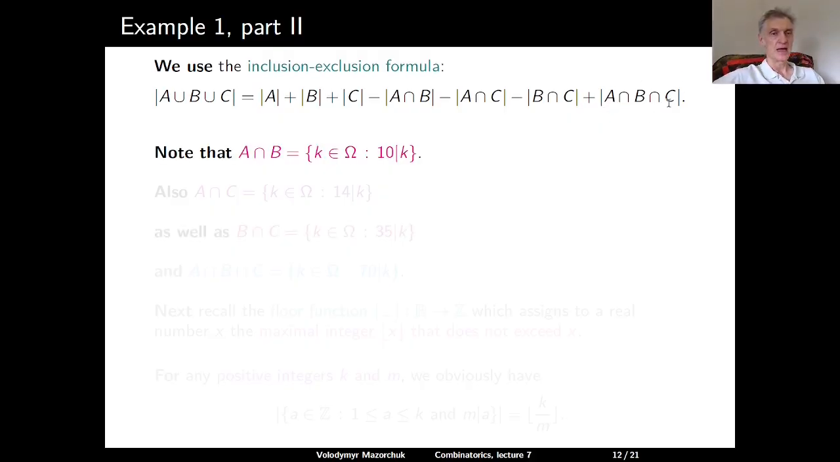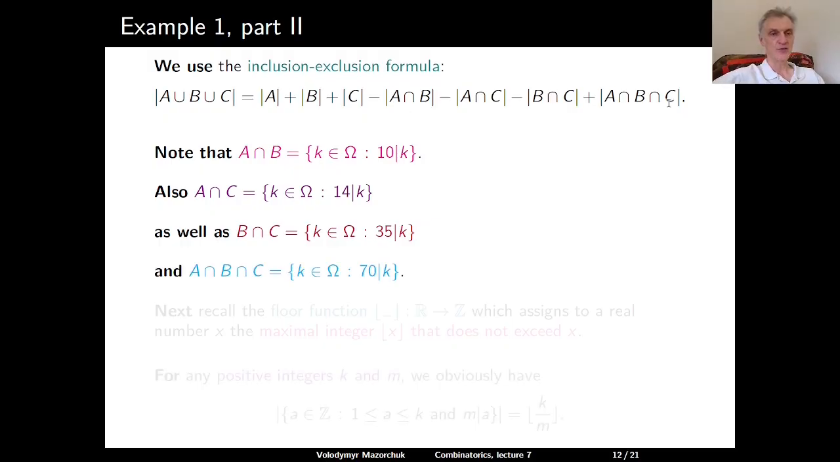Now let us note that A intersection with B consists of all elements in omega which are divisible by 10. Elements of A are divisible by 2, elements of B are divisible by 5. 2 and 5 are prime numbers. If something is divisible by 2 and 5, it is divisible by 2 times 5, which is 10. Similarly, A intersection with C consists of all elements of omega divisible by 14, and B intersection with C consists of all elements of omega divisible by 35. Finally, the intersection of A, B, and C consists of all elements of omega divisible by 70.